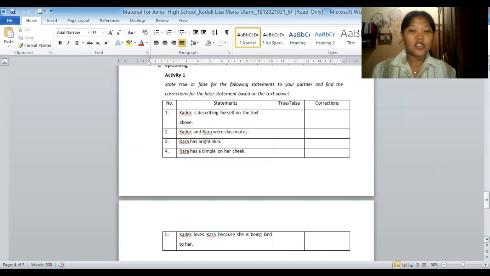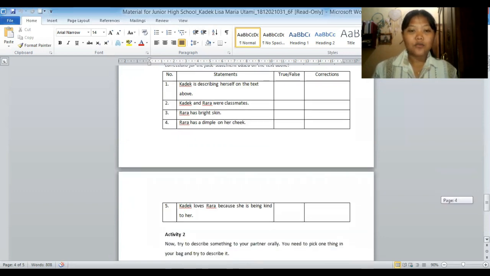Let's say student A states the first statement, and then student B gives their answer whether it is true or false. If false, student B should provide corrections and say it orally, verbally, to the partner, and vice versa. Student B states the second statement and student A answers whether it is true or false, and gives a correction if the answer is false, and so on until the fifth statement.